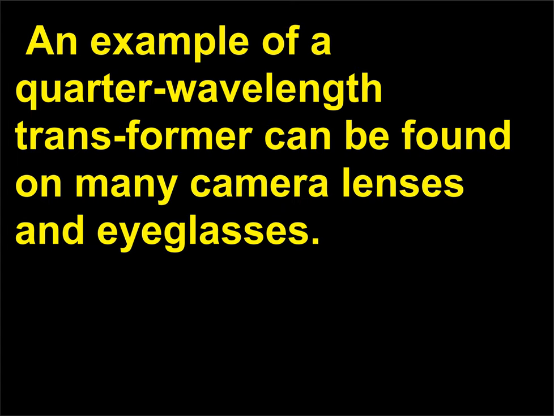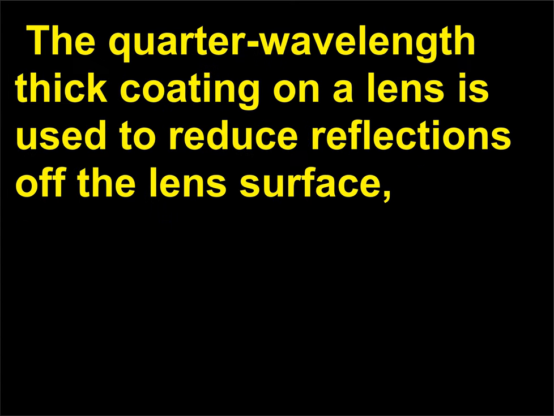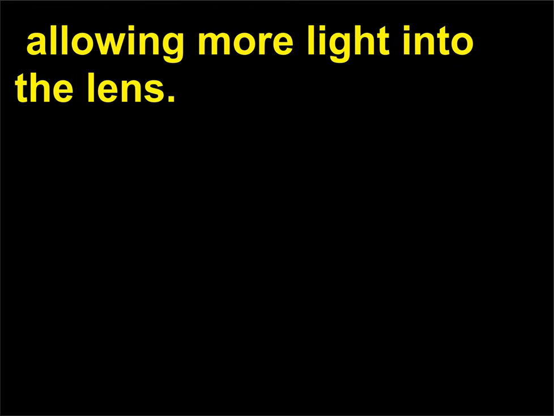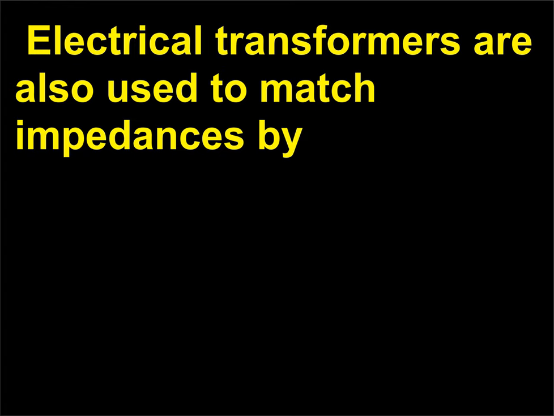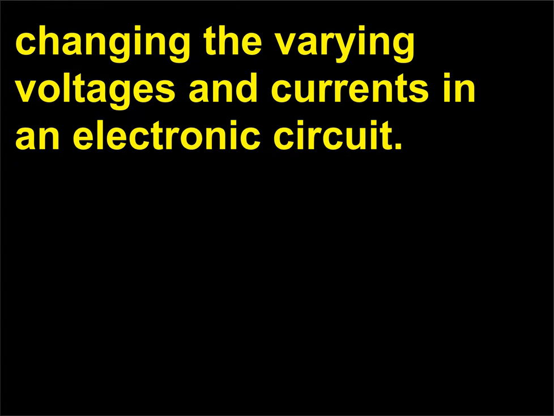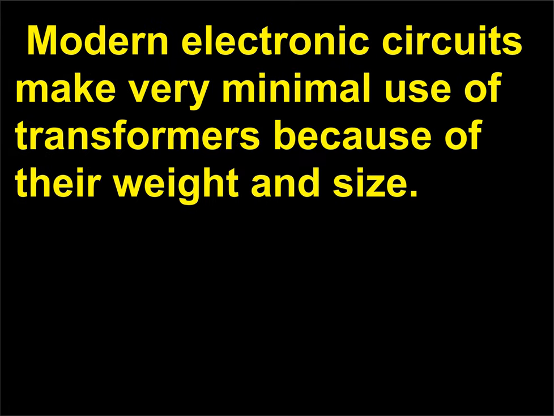An example of a quarter wavelength transformer can be found on many camera lenses and eyeglasses. The quarter wavelength thick coating on a lens is used to reduce reflections off the lens surface, allowing more light into the lens. Electrical transformers are also used to match impedances by changing the varying voltages and currents in an electronic circuit. Modern electronic circuits make very minimal use of transformers because of their weight and size.